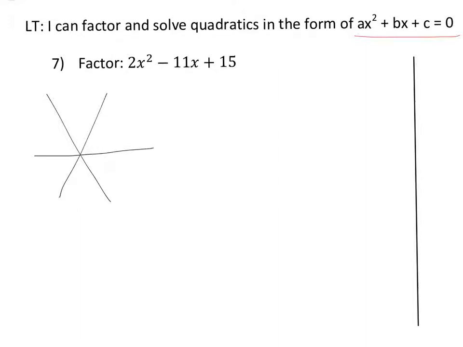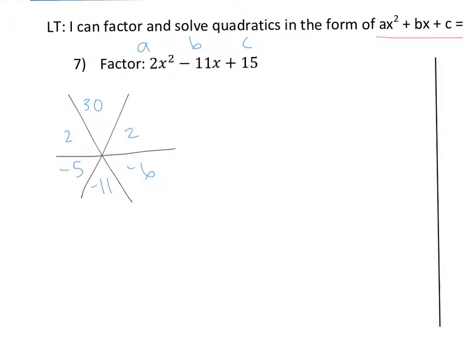And on the top of my snowflake goes a times c. Again, a is 2, b is negative 11, c is 15. So up on the top of my snowflake, 2 times 15 is 30. On the bottom, my b term is negative 11. And then a goes in the top two positions. And then I ask myself, what are the factors of 30 that when added together give me negative 11? That would be negative 5 and negative 6.